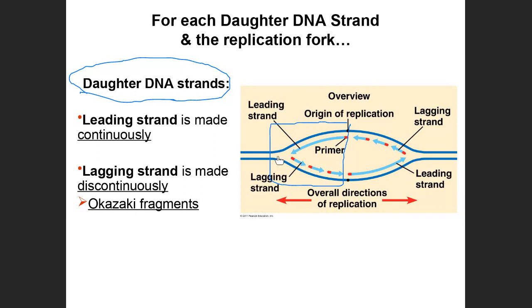But notice the arrows are pointing away from the replication fork because this daughter strand is being made towards this replication fork. But when we cut the bubble in half, we show this other daughter strand is being made in fragments or discontinuously. Each of these daughter DNA fragments is called an Okazaki fragment.